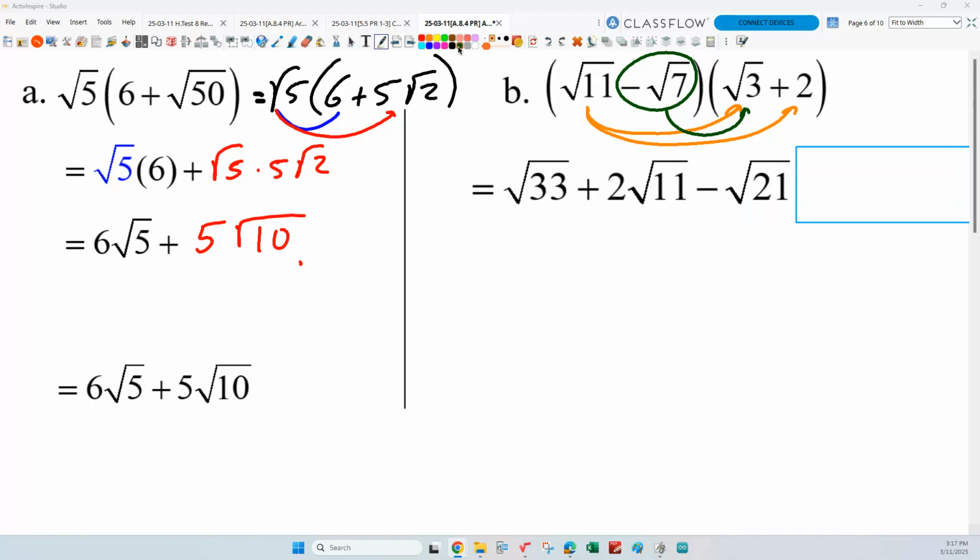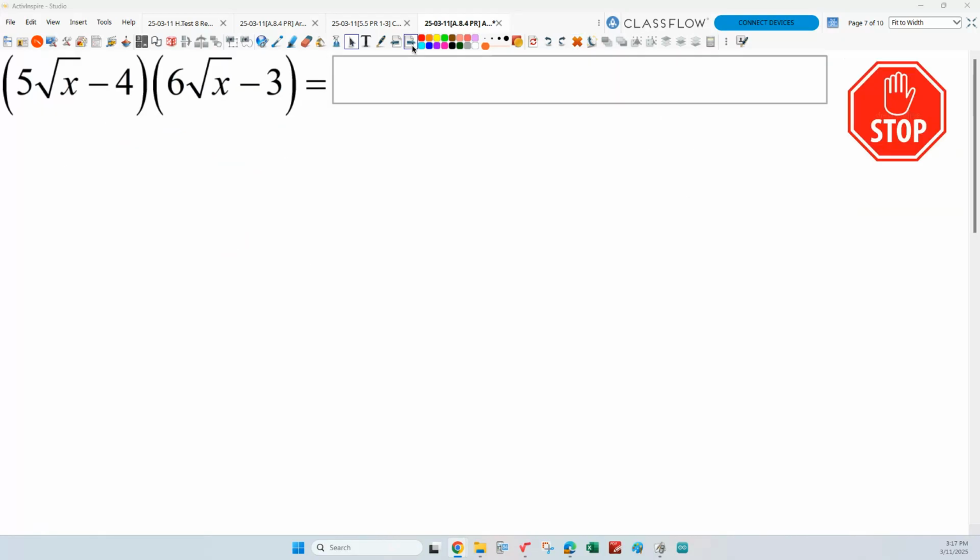And then finally, negative square root of 7 times positive 2. What's my outside number going to be? Negative 2, right? Negative 1 times positive 2 is giving me negative 2. And then my inside number is square root of 7. I only have one inside number. Okay, give me 1 to 5 on that. Is that working? Okay. All right. You guys go try this one and then we'll talk about it.